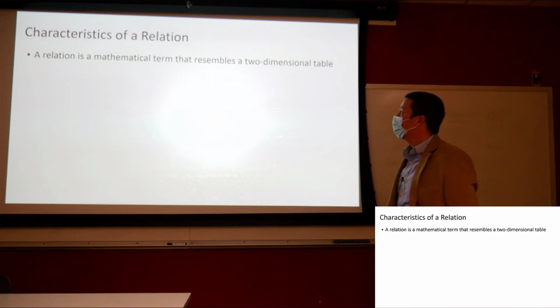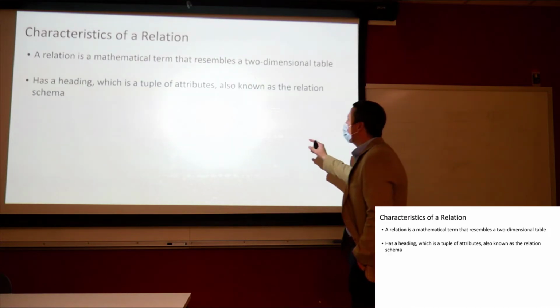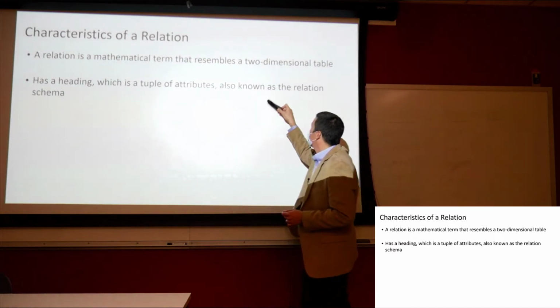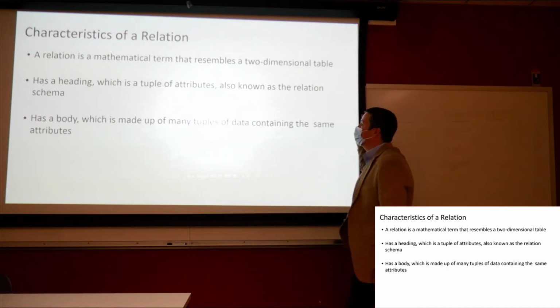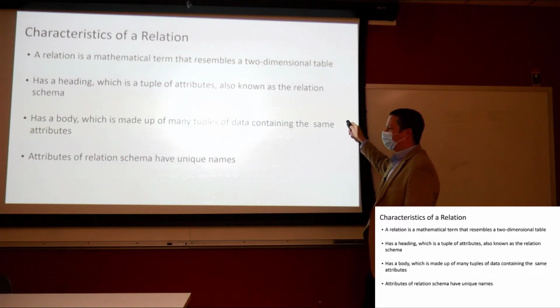So a relation is our mathematical term representing a 2-dimensional table. It has a heading, which is a single tuple containing the name of the relation and our attributes, which is also known as the relation schema, and then it has a body which is made up of all of our data value tuples. So we've already said all of this in previous slides.